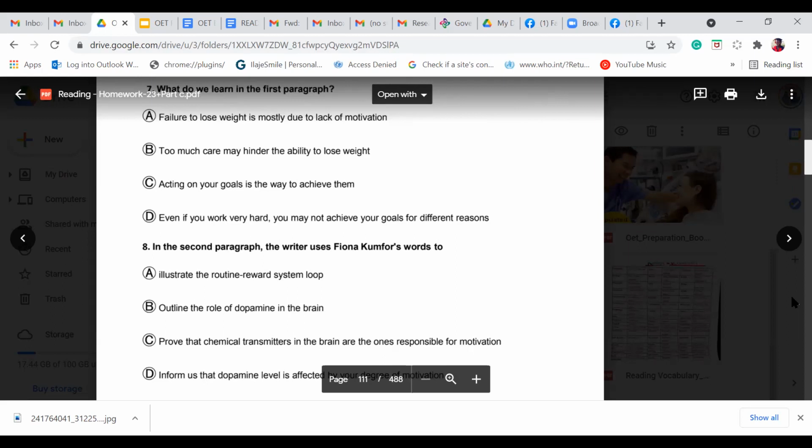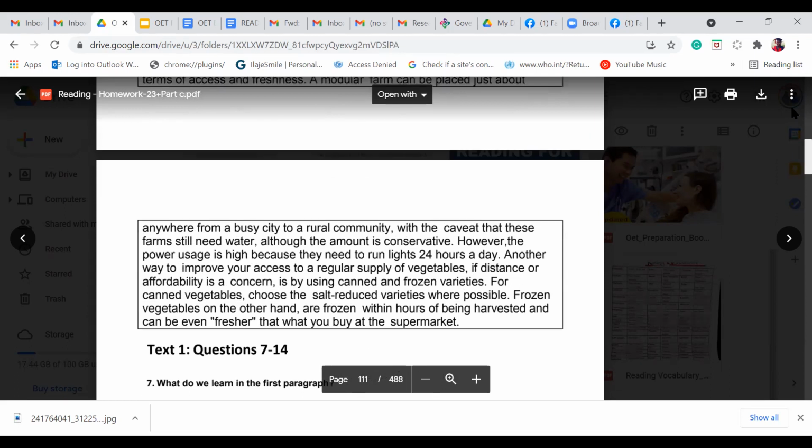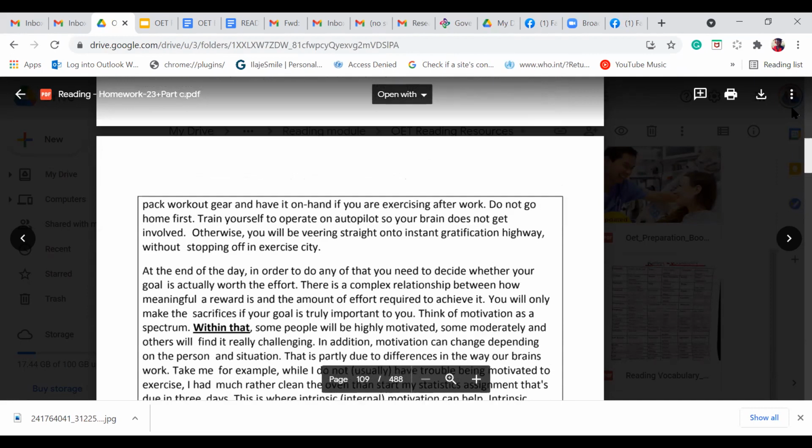Now, option B: too much care may hinder the ability to lose weight. So if you care too much about your client, will they lose weight? You see, what I'm trying to do is I read the option, I try to interpret it, I try to simplify it for myself. So I go back to the test.